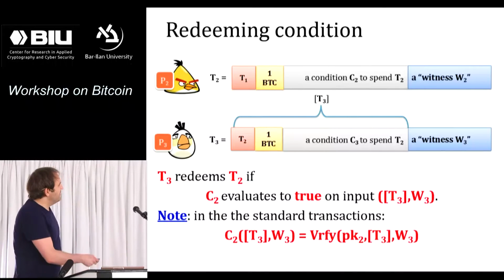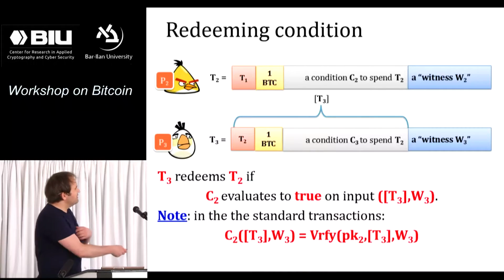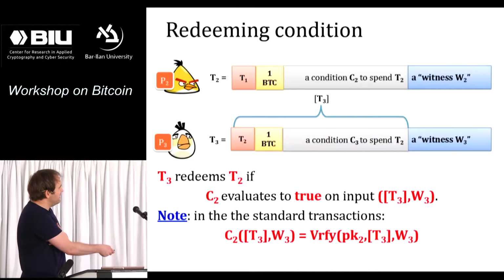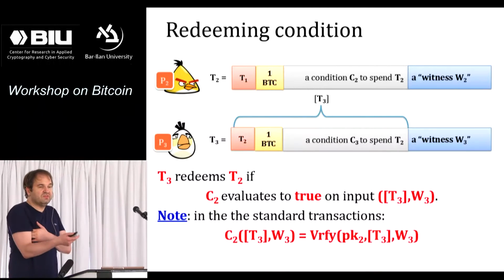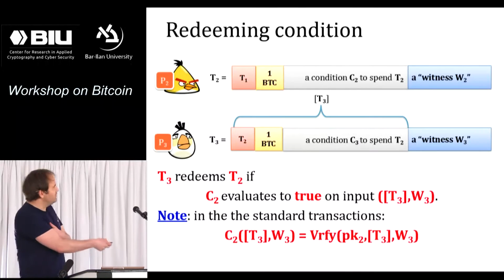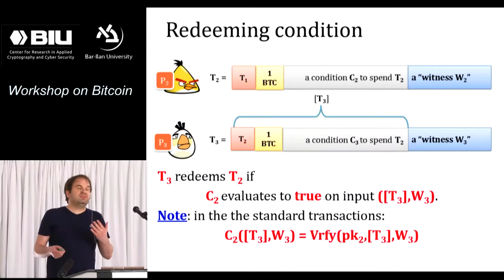You see, this C2 usually should look at the witness and the payload combined. In this particular case, it verifies whether W3 is a good signature on the payload of T3 with respect to the public key, which means that if this transaction T2 goes to you, it's only you who can produce something like this. So by sending money to you, I produce a transaction that only you can spend.